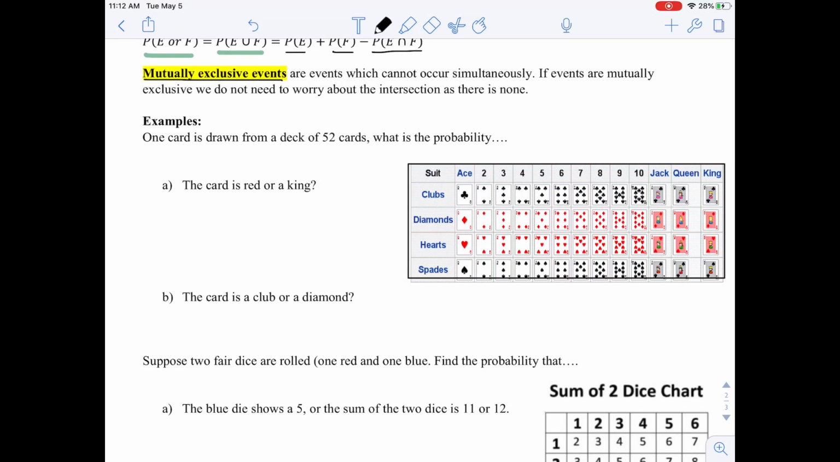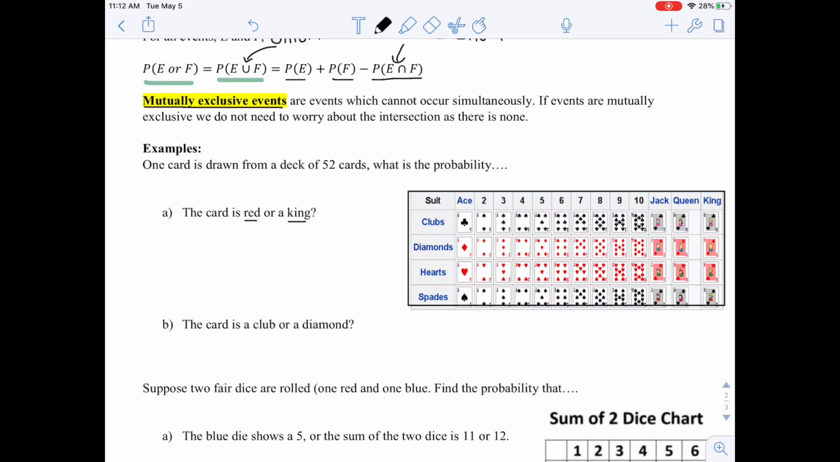So the first question is, what is the probability the card is red or a king? So the first thing you want to think about, can they both happen? Can I get a red king? And yes, I can. So we're going to be using that intersection part. It's going to be part of it. So the probability of a red or king is going to be equal to the probability I get a red plus the probability of a king minus the probability of a red and a king.